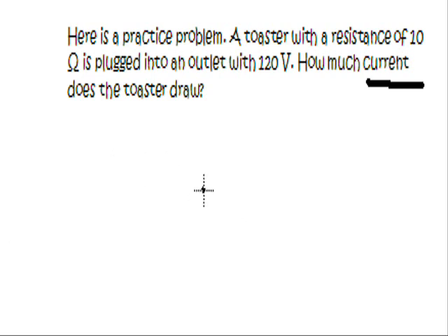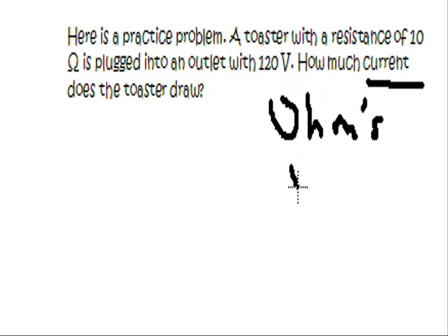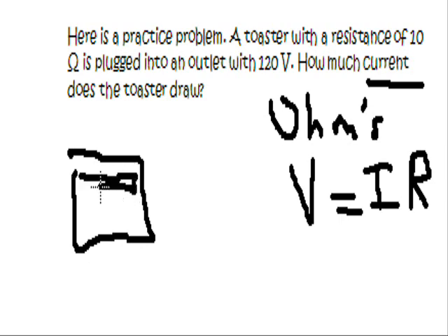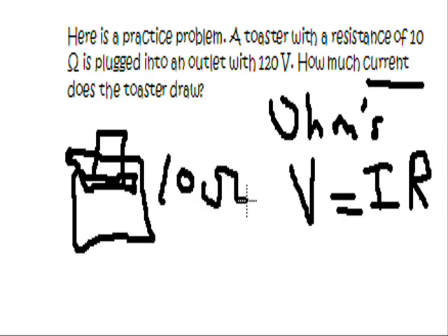So in order to do this problem, we will use what's called Ohm's law. And the equation states that V, which is the voltage, is equal to the current times the resistance. So we got a toaster here. Very good toaster. There's a piece of toast there. And we have 10 ohms of resistance and we have a voltage of 120 volts. So we want to know how much current is drawn by the toaster.